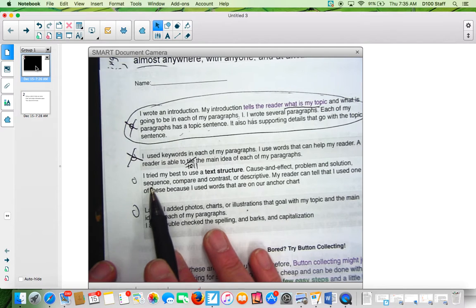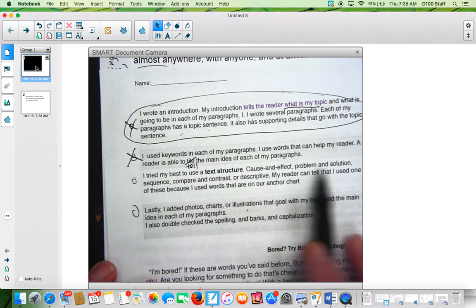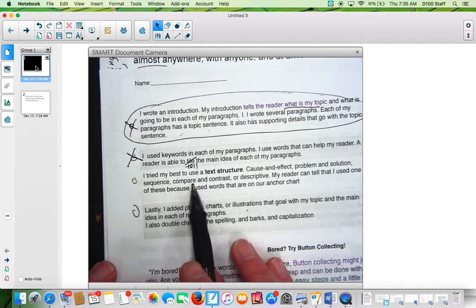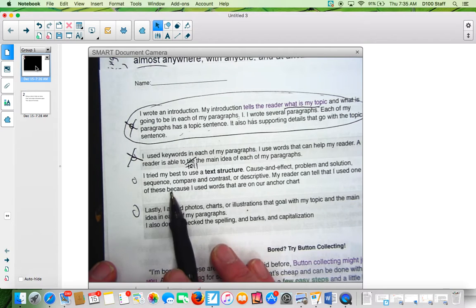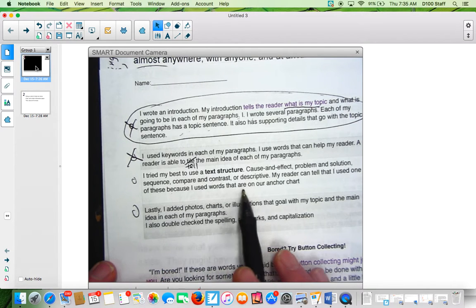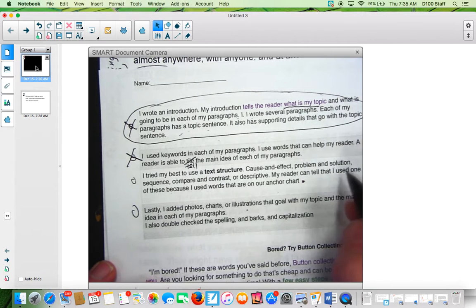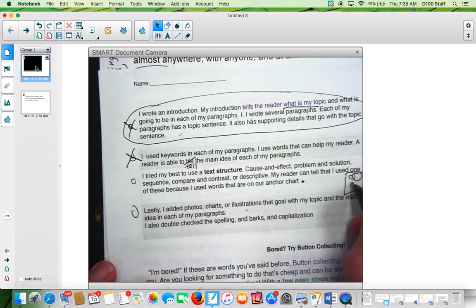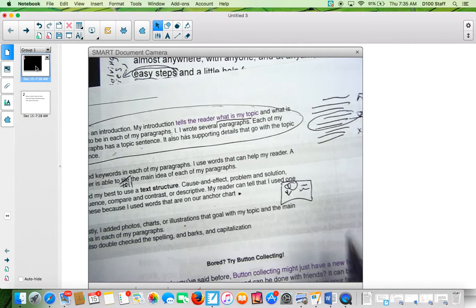Next step. I tried my best to use a text structure, cause and effect, problem and solution, sequence, compare and contrast, or descriptive. My reader can tell that I used one of these because I used the words that are on our anchor chart. So again, look on the wall. You'll see the anchor chart. It's got a Venn diagram. It's got the chronological order. Okay, and it also has some words. So check out the words and make sure they're in your paper.